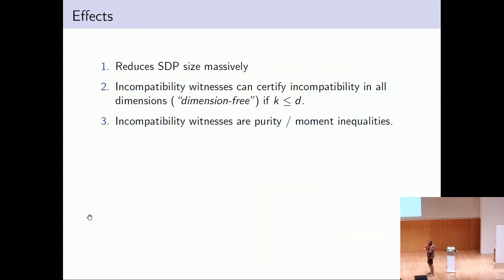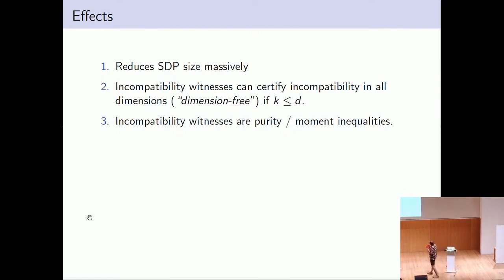What's the effect of this? First of all, it reduces the SDP size massively. We can work with up to 5 copies of three-partite states of arbitrary dimensions. Also, these incompatibility witnesses can certify incompatibility in all dimensions, so we call them dimension-free. If the number of copies that we use in our program is smaller or equal to the local dimension, then these witnesses really certify incompatibility of the spectra in all dimensions.